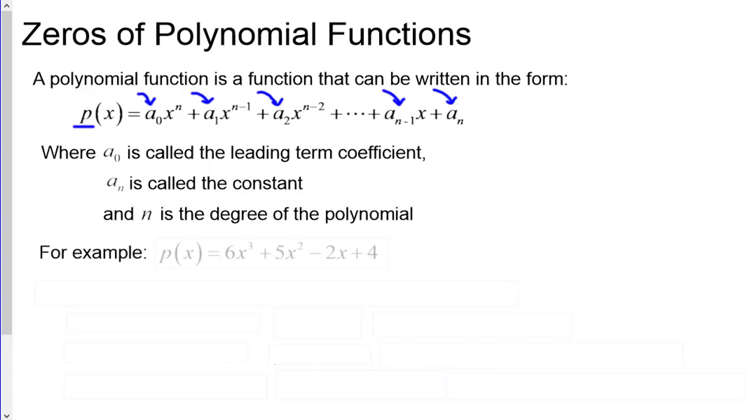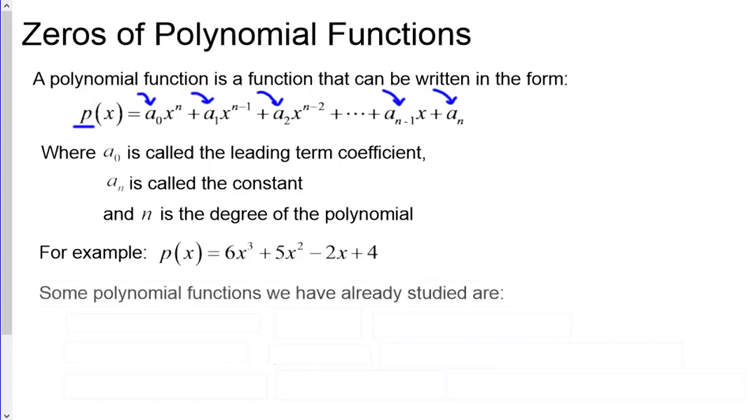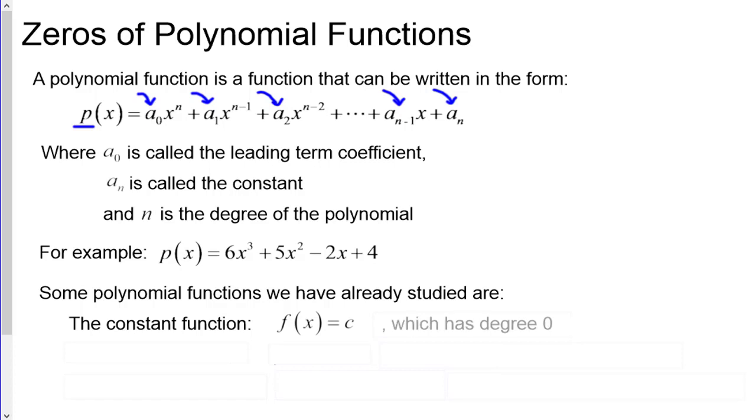So for example, p of x equals 6x cubed plus 5x squared minus 2x plus 4. This is a perfectly valid polynomial. It fits into the rubric that we set up in the above function. And we've actually studied polynomials before. Some polynomials we've already studied. The constant function, f of x equals c. This is the simplest form of a polynomial function, and it's designated as having degree 0 because there's no exponents, there's no variables, so you have a constant with just degree 0.